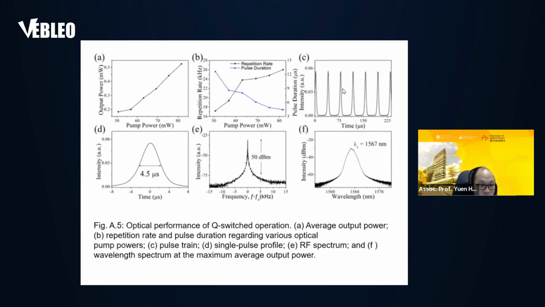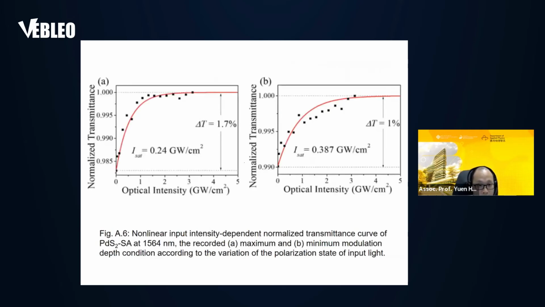Here you see the pulse is quite stable. The peak-to-peak fluctuation is not a lot. The wavelength produced is about 1.5 micron. We also tried to use some nonlinear setting to test the modulation depth. The modulation depth we got is between 1.7 and 1. A is the maximum and B is the minimum modulation depth condition. The modulation depth actually depends on the polarization state of the input light.